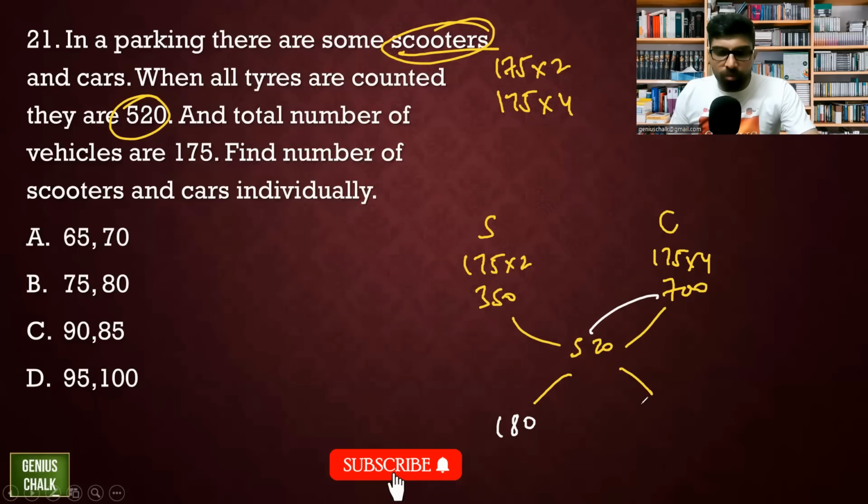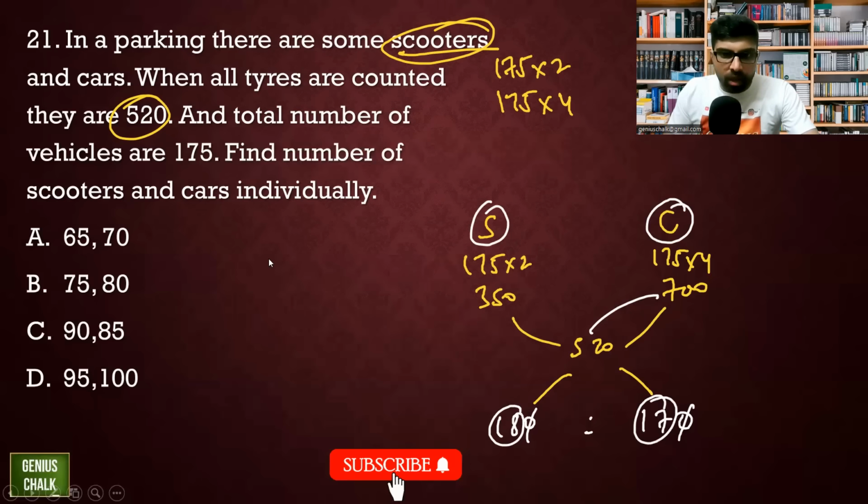So 180 and 170. 350 plus 20 has to be 170, right? So what is the total ratio? 18 are the scooters, cars are 17. If I add 18 plus 17, how much is the total? The total is 35.